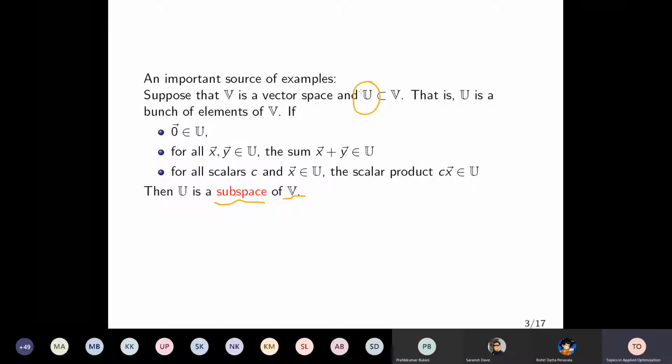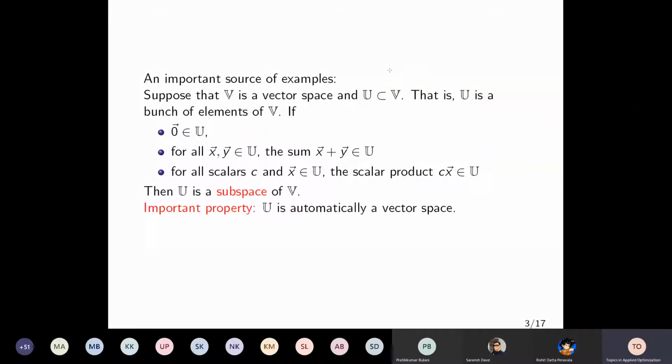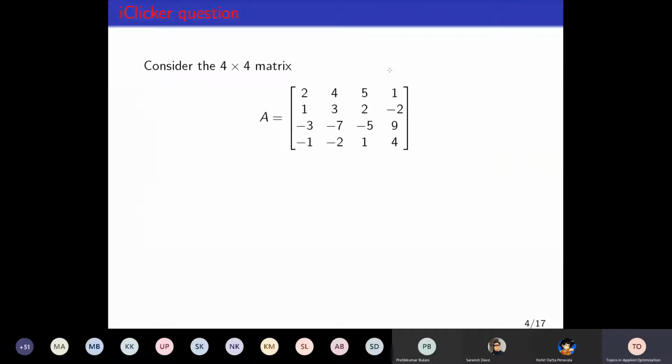So a subset of a vector space is called a subspace of V if it satisfies these conditions. Actually, it's a vector space in itself, its own space as a standalone. There are a few things to note. It should have the same zero vector as the original space's zero. So it's automatically a vector space.